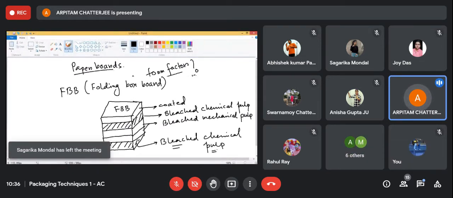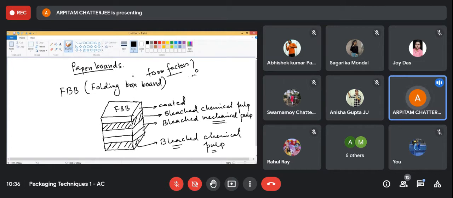It can be printed very well because bleached chemical pulps are clean and generally give a very good whiteness, okay? But otherwise also you can see the next layer is bleached chemical pulp, but in between we use bleached mechanical pulp. These mechanical pulps are a bit less expensive, so you could have used all bleached chemical pulps, but it will increase the cost of the board. Okay, but anyway, folding box board is also quite expensive, but not as expensive as solid bleached board.